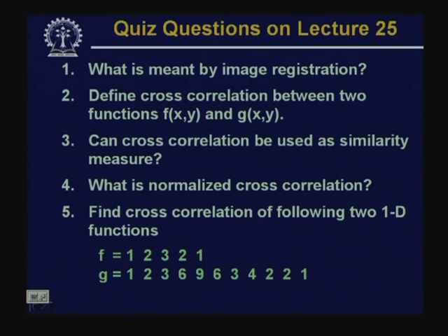Fifth, find the cross correlation of the following two one-dimensional functions. One is given by f equal to 1, 2, 3, 2, 1 and g equal to 1, 2, 3, 6, 9, 6, 3, 4, 2, 2, 1. So, here you find that these two one-dimensional functions f and g are represented in the form of a sequence of samples. So, these are discrete functions, and you have to find out the cross correlation of these two discrete functions. Thank you.